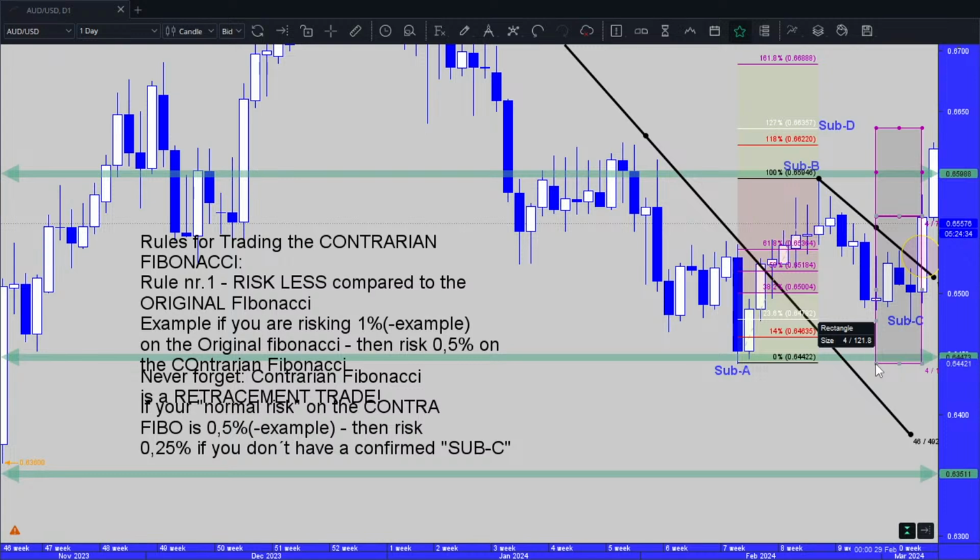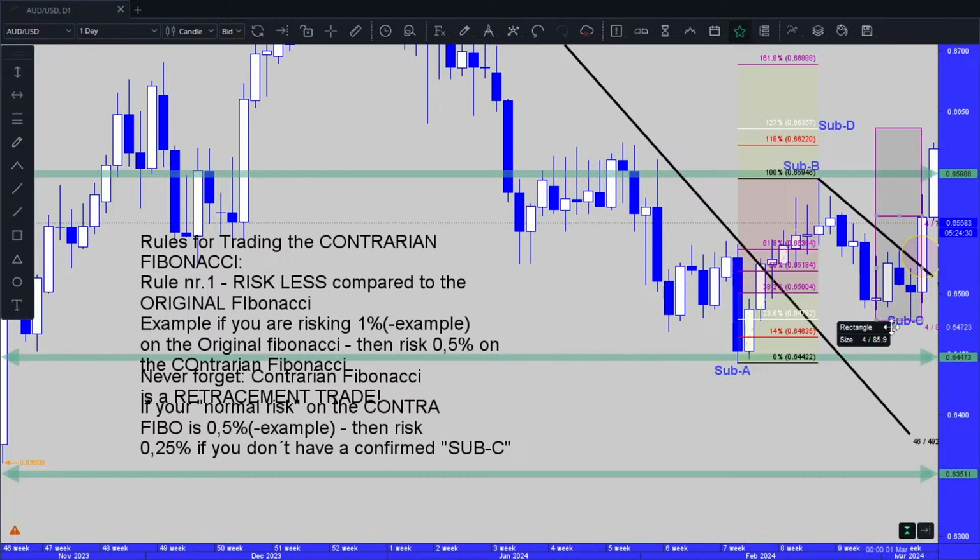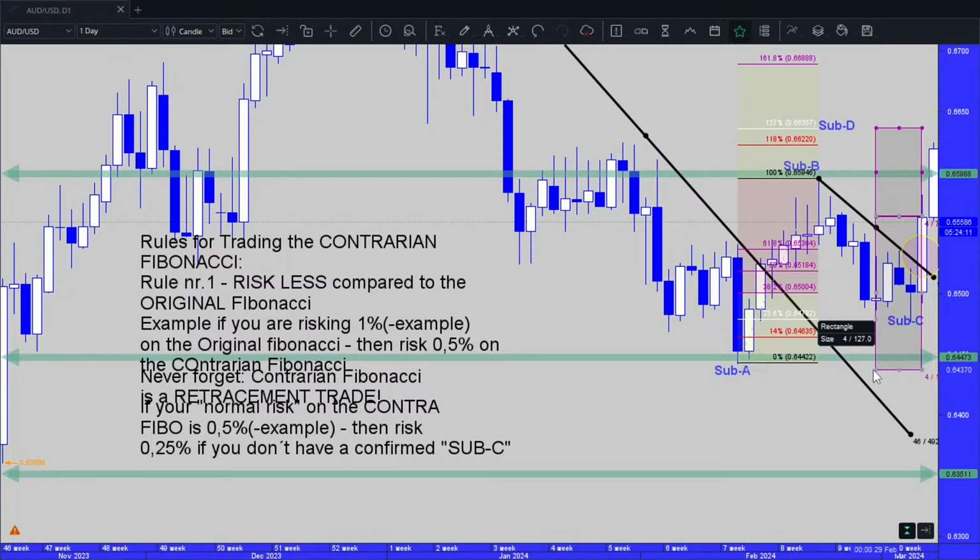Alright? So now I have a choice. If I want to take this trade, I need to put it below the sub-C. And still, it's not the perfect or the best. So now we have a choice to make: to take this trade or wait for the next one. But anyways, I'm not going to put it below the sub-A. This wouldn't make any sense.